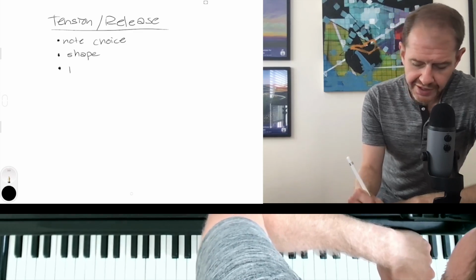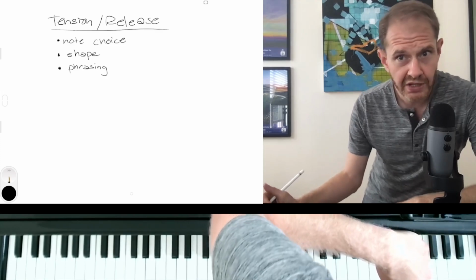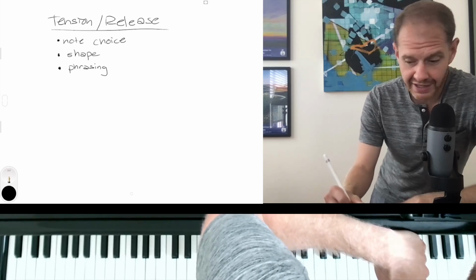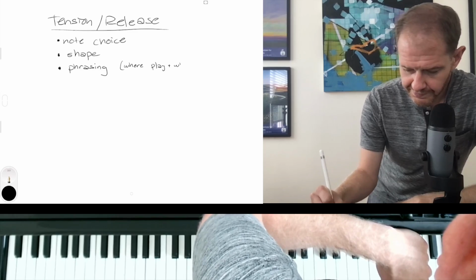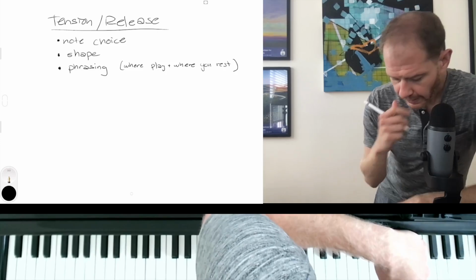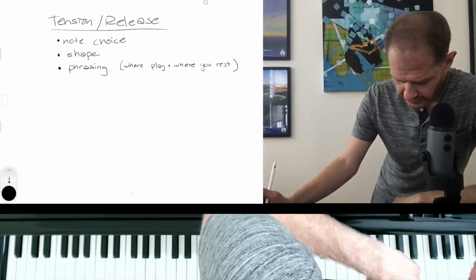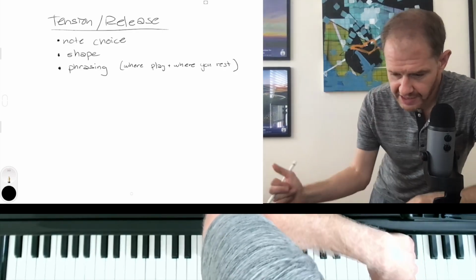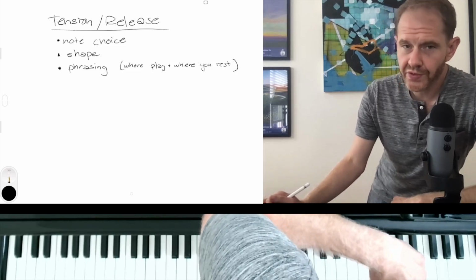The other element is phrasing, and this is a word I'm really trying hard to get to the bottom of. It has to do with a few things, but certainly one of them is where you play and where you rest. And in general, we like to aim for the end of a phrase, when we are creating tension and release, to be near a strong rhythmic position.